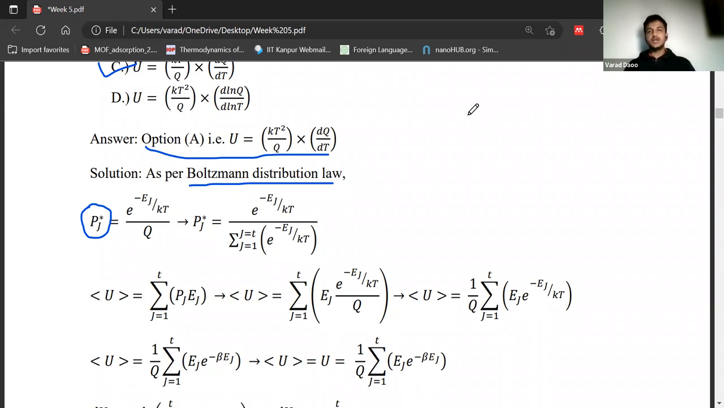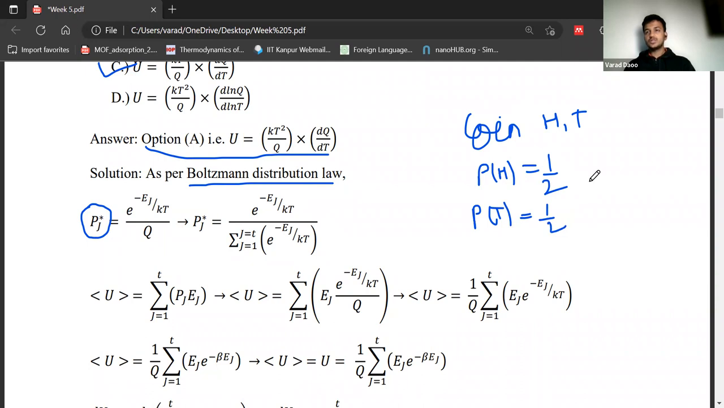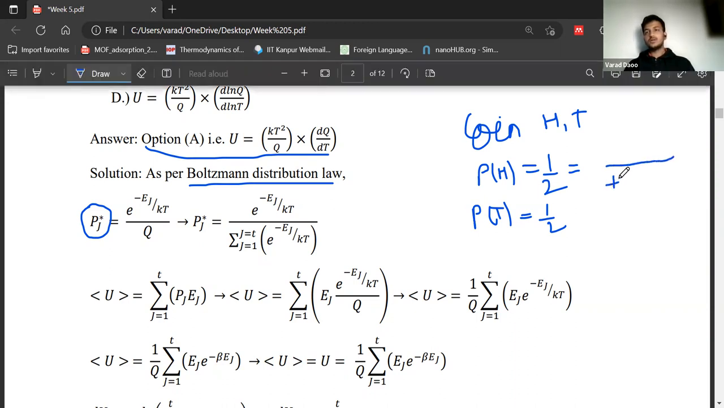You can understand it this way. Let's say you have a coin and you toss it one time, so you can have head or tail. The probability of getting head is 1/2, and the probability of getting tail is 1/2. How was this 1/2 formed? We can have either head or tail, so the total number of possible ways is two.